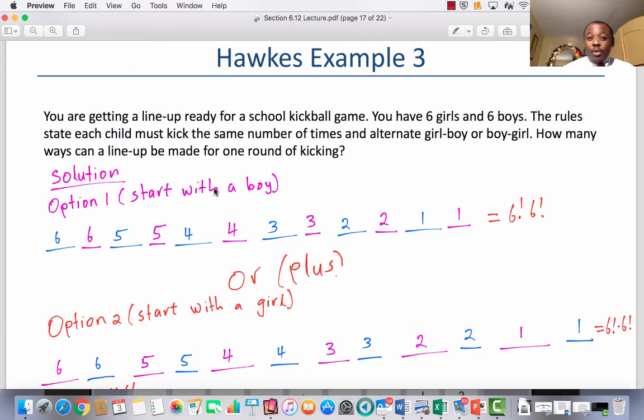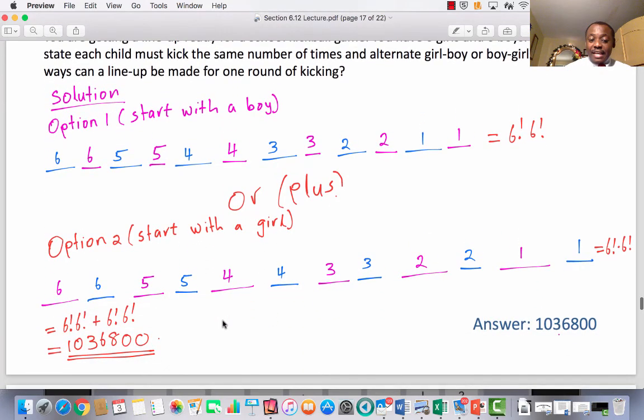I do not have to start with a boy. I could have started with a girl. If I did that, then there'll be 6 ways to select the first girl, 6 ways to select the first boy, 5 ways to select the second girl, 5 ways to select the second boy, and so on and so forth until every child kicks once. Or stands for plus. So I could either start with a boy or I could start with a girl.